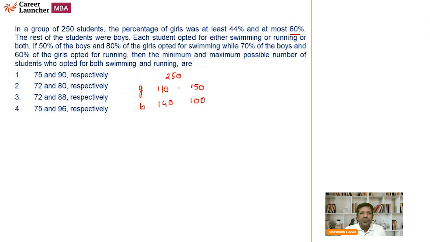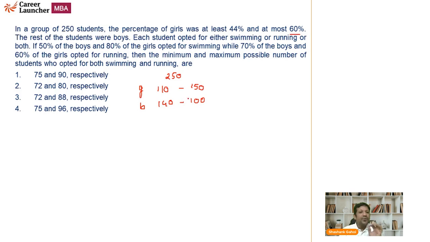So the range of girls is this. The range of boys is this. Okay. The rest of the students were boys. And each student opted for either swimming or running, or both. So this is a question of set theory. 50% of boys and 80% of girls opted for swimming, while 70% of boys and 60% of girls opted for running.